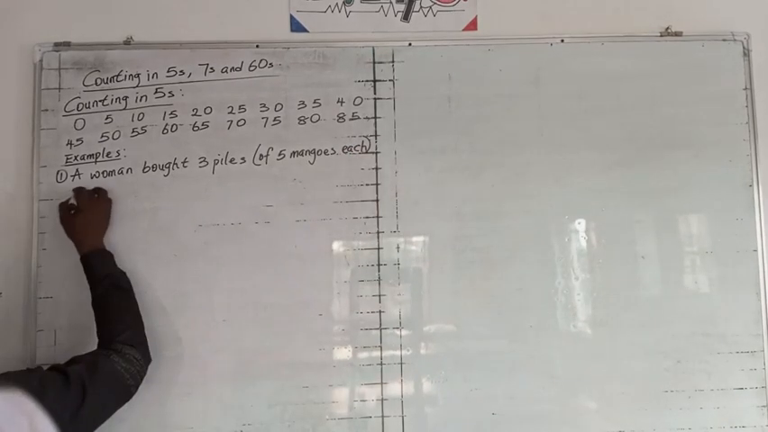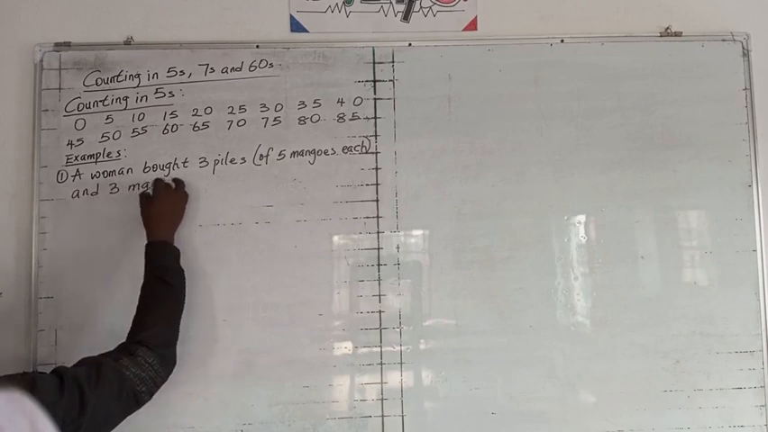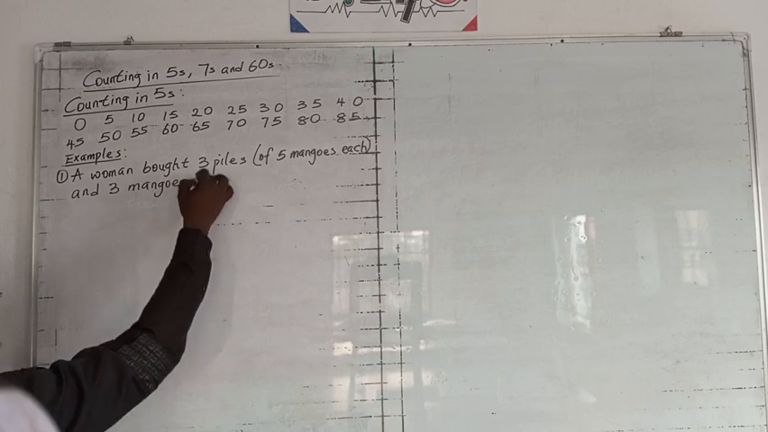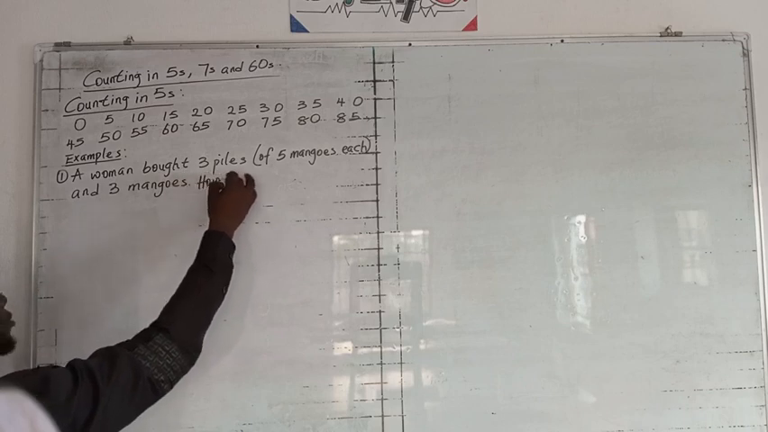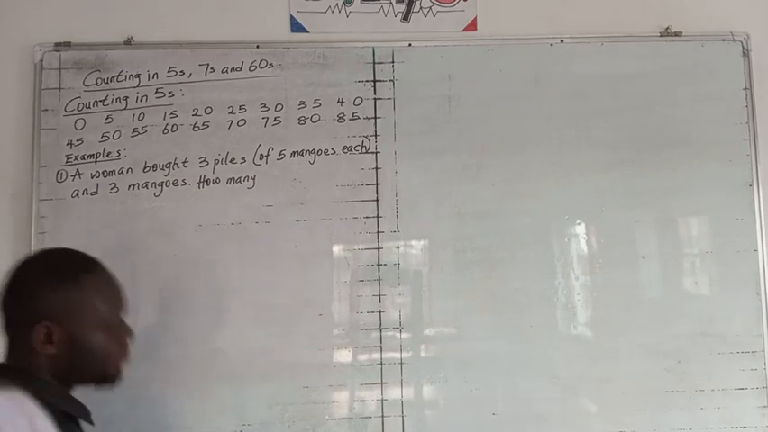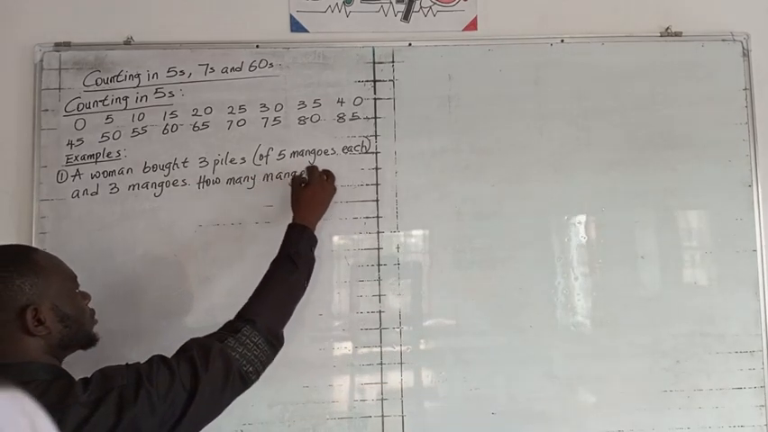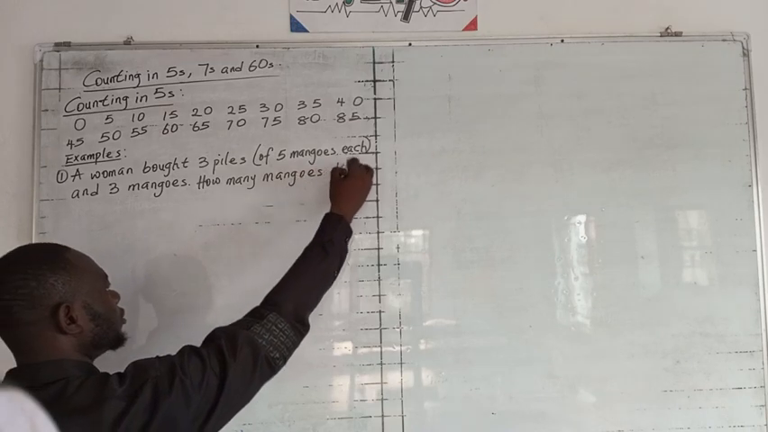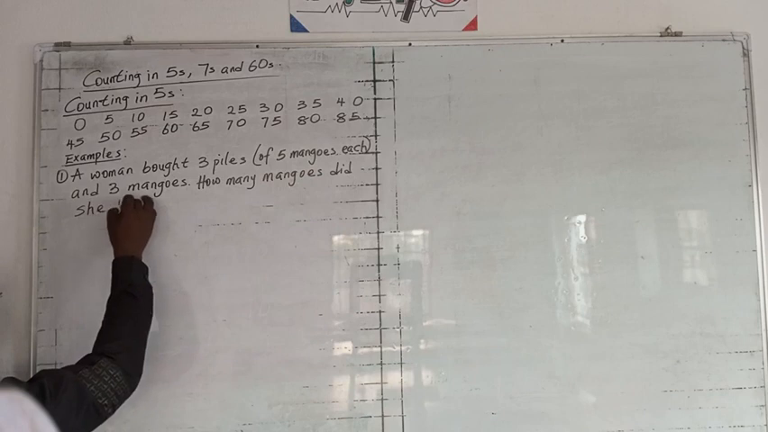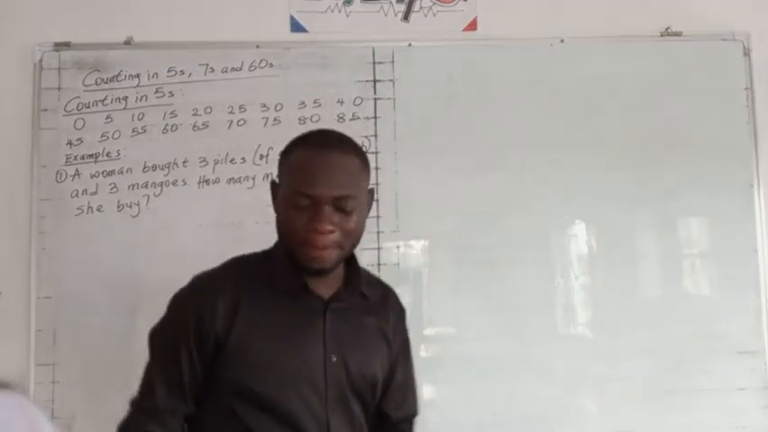And 3 mangoes. Full stop. How many mangoes did she buy?